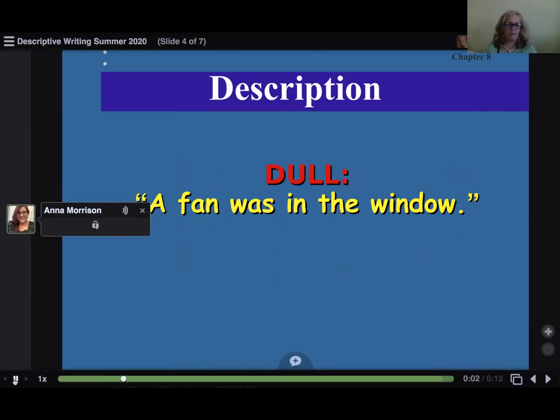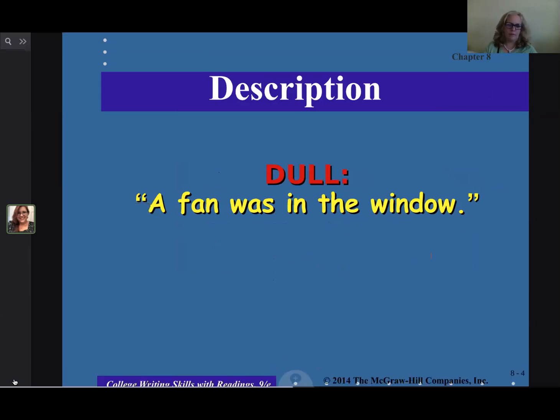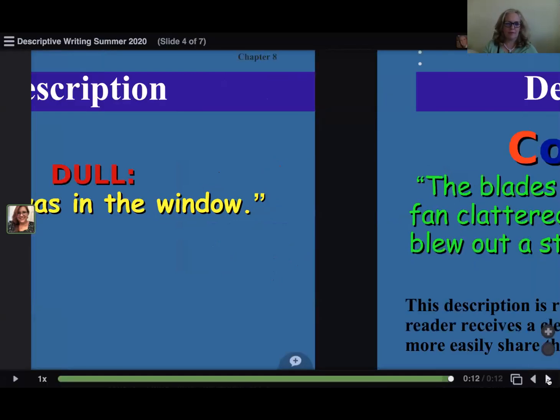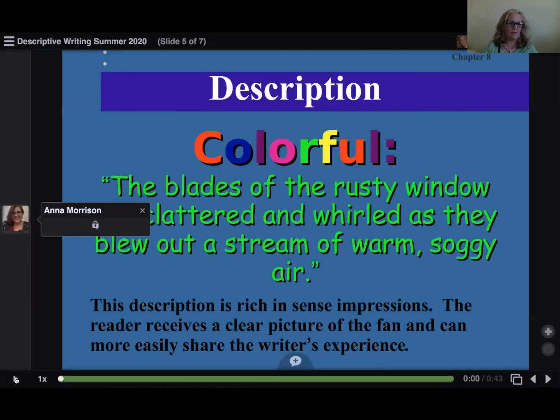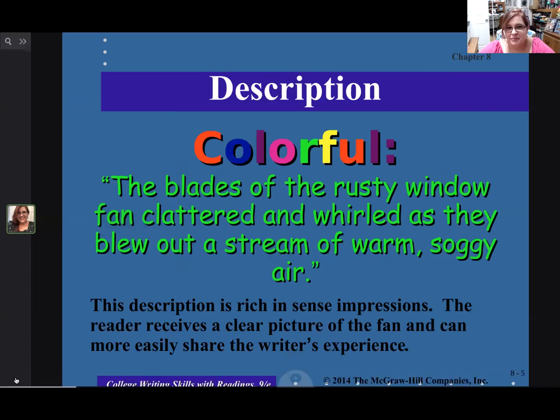Here is an example of a very dull sentence. A fan was in the window. This is not exciting at all. I bet we could make it better. Here, we've made it better. These are sharp, colorful, descriptive details. The blades of the rusty window fan clattered and whirled as they blew out a stream of warm, soggy air.